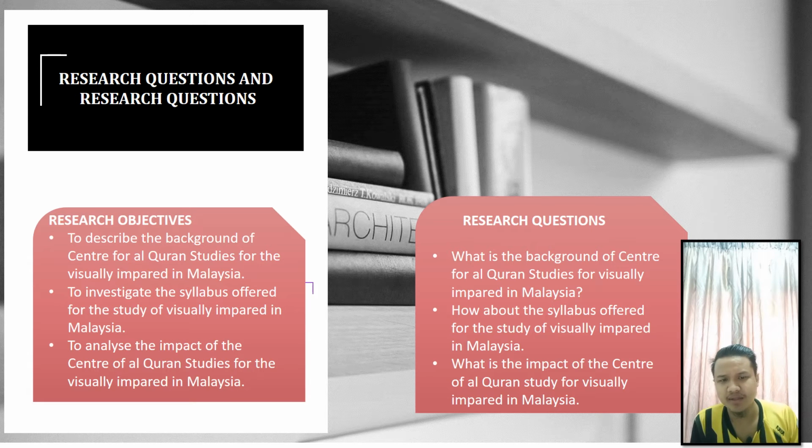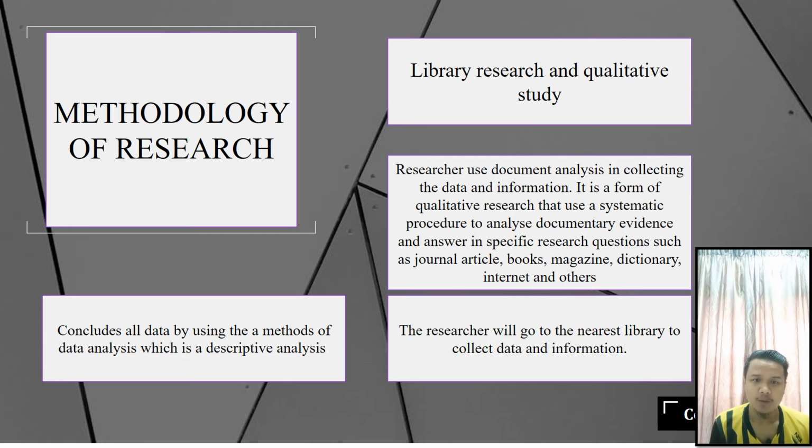For the research objectives, number one, we want to describe the background of the Center of Al-Quran Studies for the visually impaired in Malaysia. Number two, to investigate the syllabus offered for the study of the visually impaired in Malaysia. And number three, the last one, to analyze the impact of the Center of Al-Quran Studies for the visually impaired in Malaysia. Now, we go to the methodology of this research.